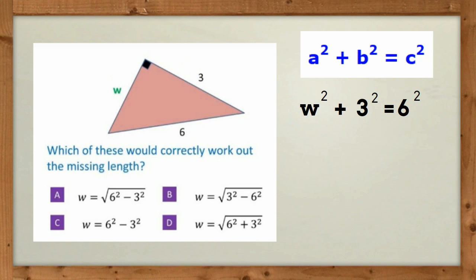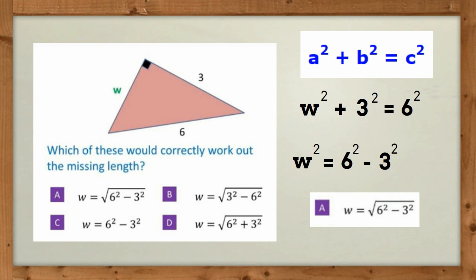This is where we now have to rearrange the equation because we have w squared plus 3 squared equals 6 squared, and all of the answers start with w equals. We subtract 3 squared from both sides to get w squared equals 6 squared minus 3 squared. Then we square root the answer to get w on its own, making A the correct solution.